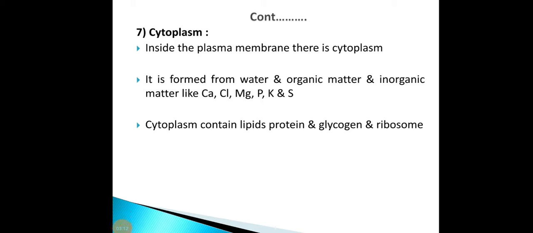Then the seventh one is the cytoplasm. Inside the plasma membrane there is cytoplasm. It is formed from water and organic matter and inorganic matter like calcium, chloride, magnesium, phosphorus, potassium and sulfur. Cytoplasm contains lipid, protein, glycogen and ribosomes.